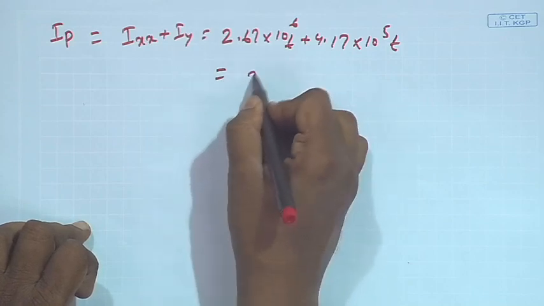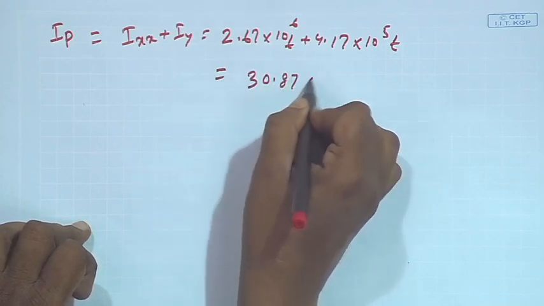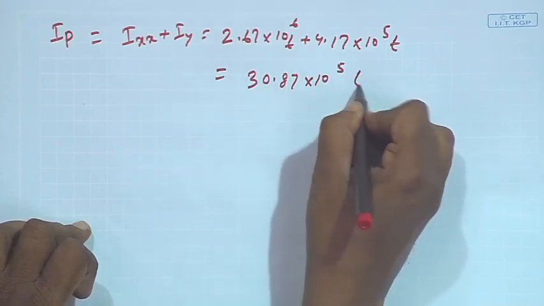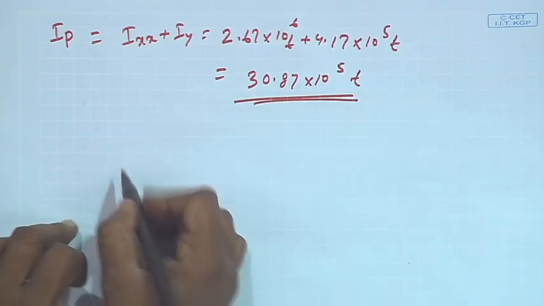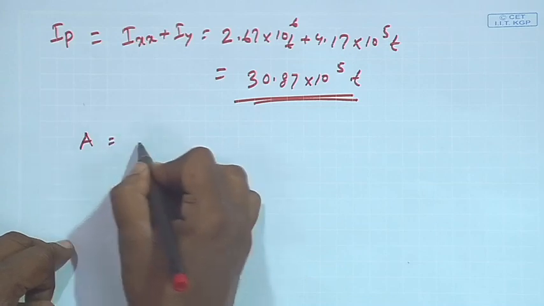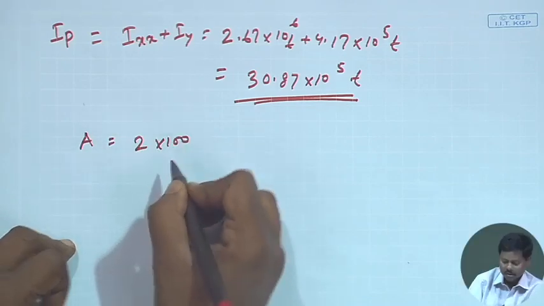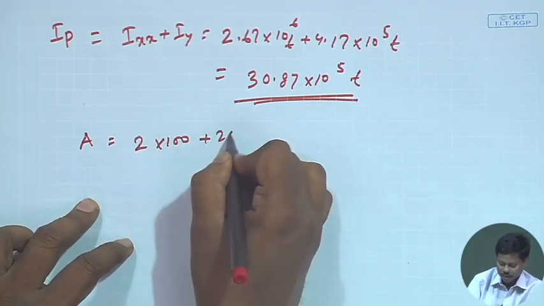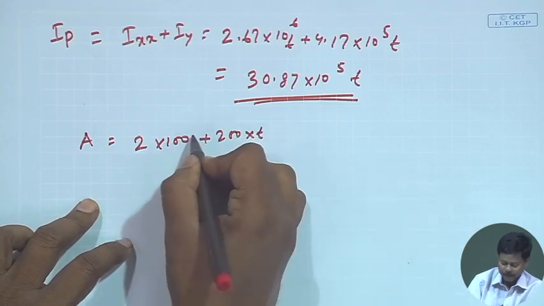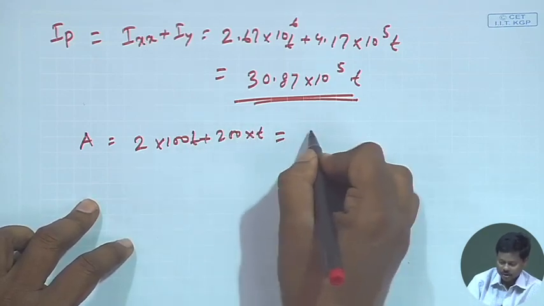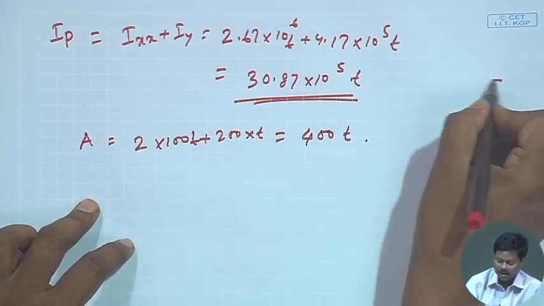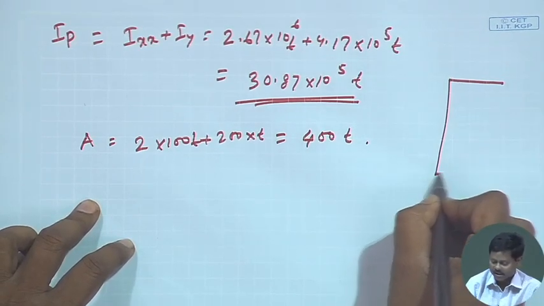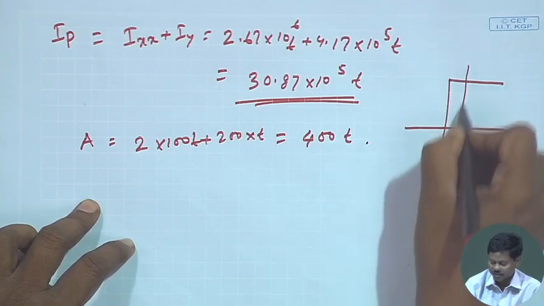So, this will become 30.87 into 10 to the power 5 T, right. So, polar moment of inertia we can find out, and total area of the weld will be 2 into 100 plus 200 into T. So, this will be 400 T, and maximum radial distance we can find out.